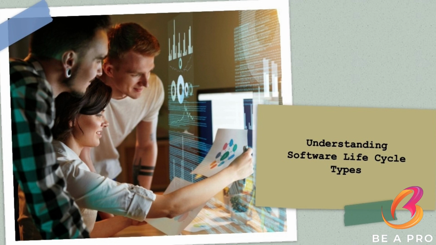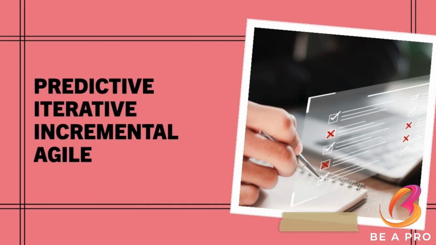Welcome to BA Pro. In this video, we are going to look at different software life cycles. Basically, there are four types of software life cycles. The first one is predictive life cycle. The second one is iterative life cycle. The third one is incremental life cycle. And the fourth one is agile life cycle.